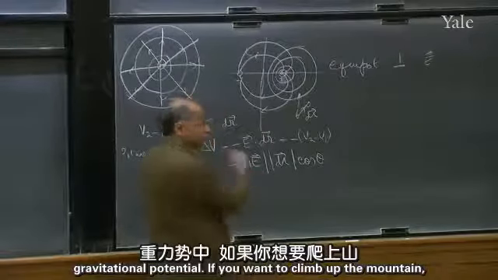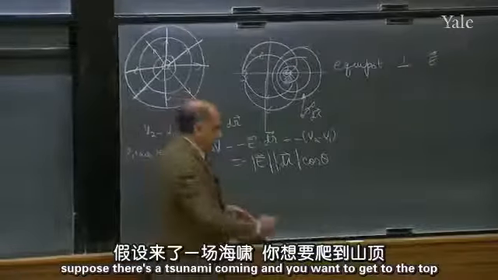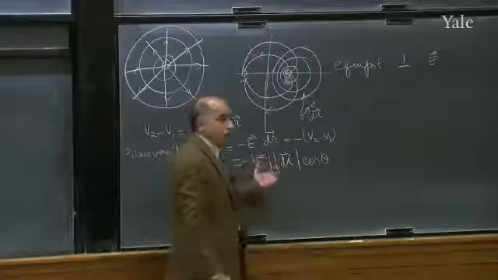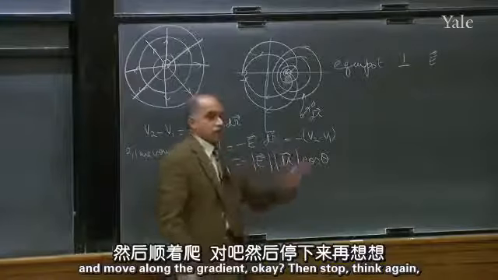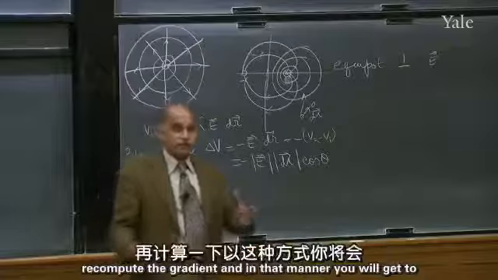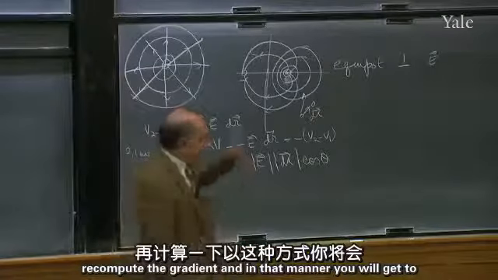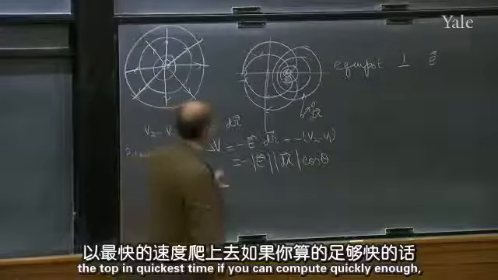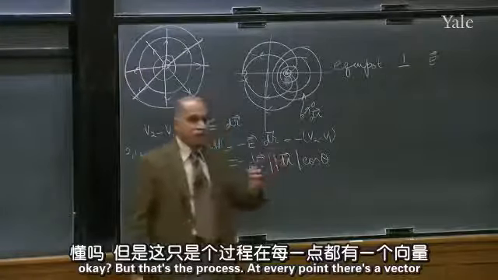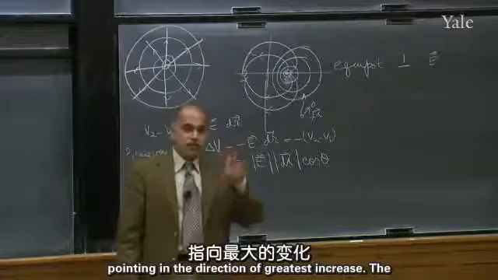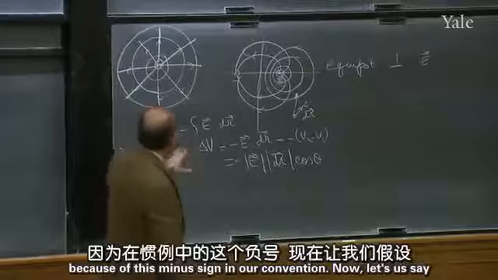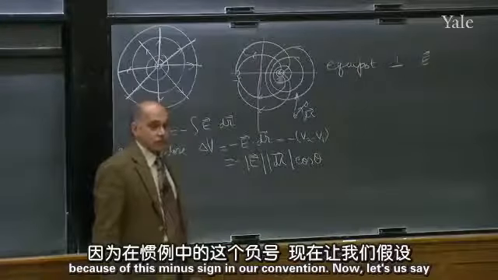If you want to climb up the mountain, suppose there's a tsunami coming, and you want to get to the top as quickly as possible, don't panic, compute the gradient, and move along the gradient. Okay? Then stop, think again, recompute the gradient, and in that manner, you will get to the top in the quickest time if you can compute quickly enough. Okay, but that's the process. At every point, that's a vector pointing in the direction of greatest increase. The electric field happens to be the direction of greatest decrease because of this minus sign in our convention.